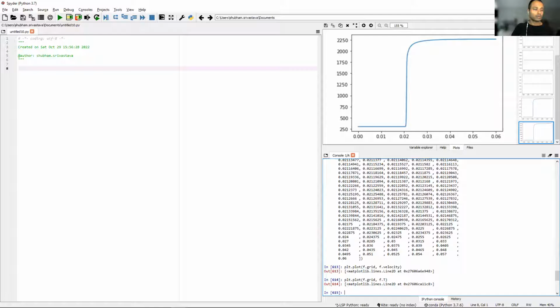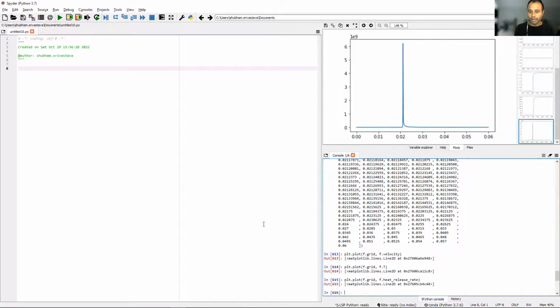There is one important function that gives you a very good idea of the reactions themselves, and that's known as heat release rate. So let's do that. f.heat_release_rate. So now if you see, there is a sharp spike and then everything goes down.